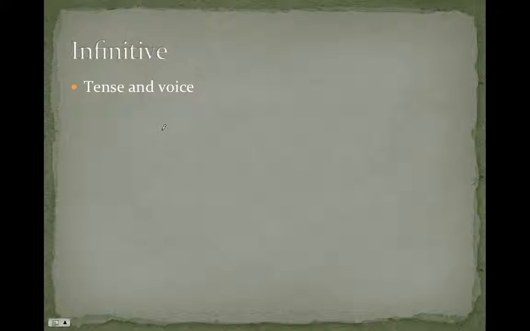Now, infinitives have tense and voice, right? They can have a tense. So I can have present tense, to go, or the perfect tense, to have gone, or the future tense, to be about to go. So we have our present infinitive, our perfect infinitive, and our future infinitive. And we'll talk about how to form these in Latin later. Now, the key is just to get the idea of what these tenses look like in English.